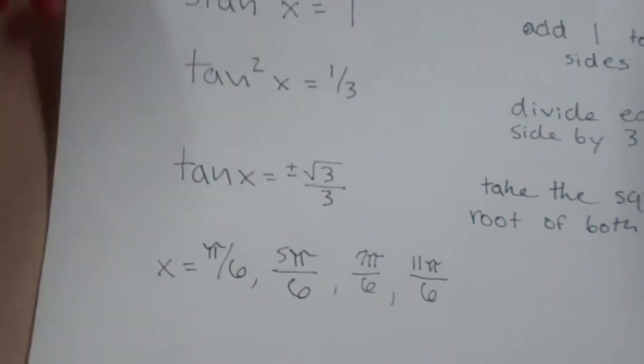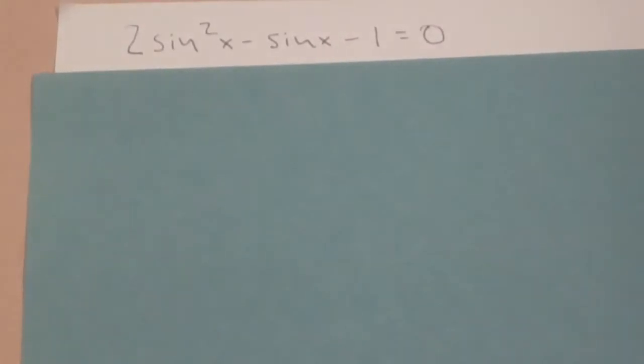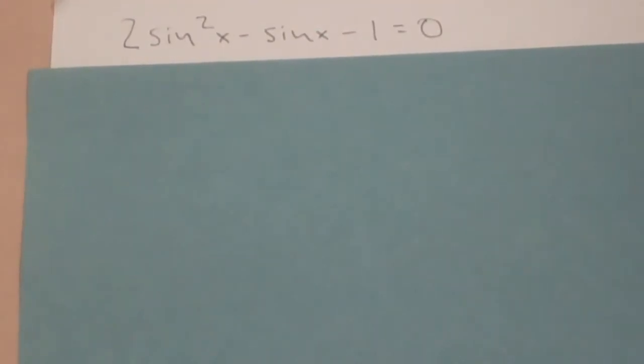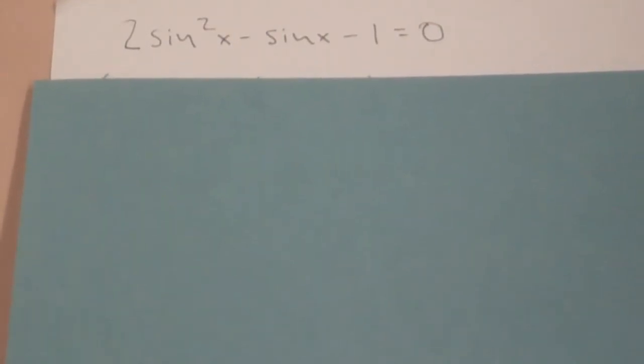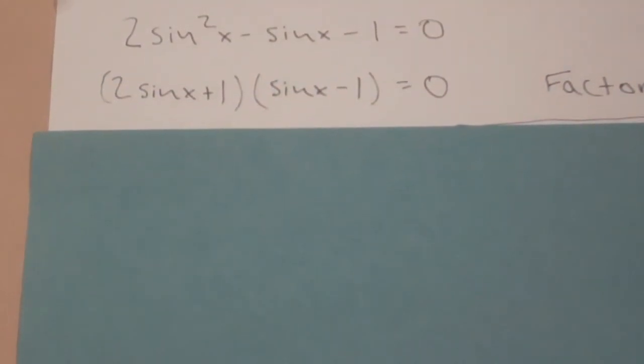The final problem, and the most difficult of them all, was 2 sin squared x minus 1 equals 0. The robber knew that the first thing he had to do was factor the left side of the equation. It took him a while, but he finally remembered how to factor and came up with 2 sin x plus 1 times sin x minus 1, all equal to 0.